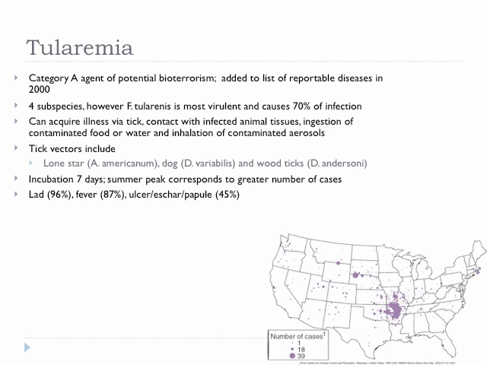There are 4 subspecies. However, Francisella tularensis is the most virulent and causes 70% of the infections. It can be acquired by tick bite, contact with infected animal tissues, ingestion of contaminated food or water, or inhalation of contaminated aerosols. Incubation period is 7 days. Summer peak corresponds to a greater number of cases. Lymphadenopathy, fever, ulcer, eschars are the hallmarks. Most of the cases from 1990 to 2000 on the CDC website are from Missouri, Arkansas again.